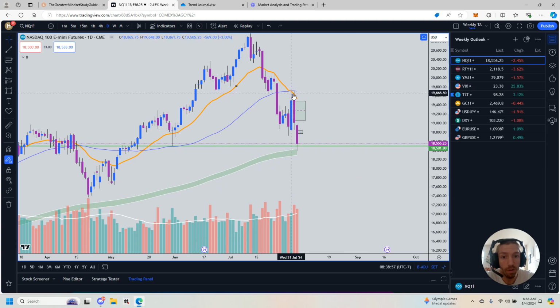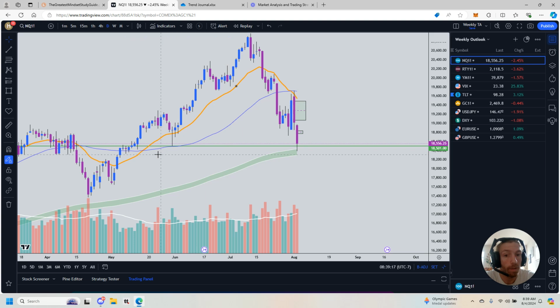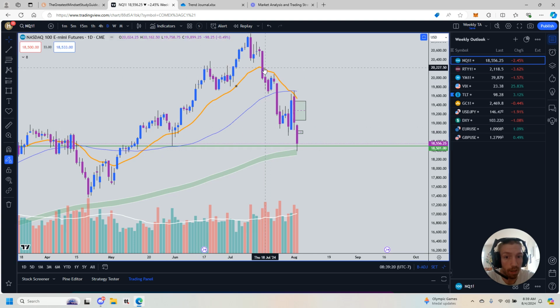Right here, we actually have a break of the 21-day moving average below the 50-day moving average. This is what's called a power trend failure, and this is the end of a power trend. A power trend is when your 21 EMA is above your 50-day moving average, and this allows for heavy moves. Pullbacks are meant to get bought. When your 21-day moving average gets below your 50-day moving average, that's when you tend to see more down moves.